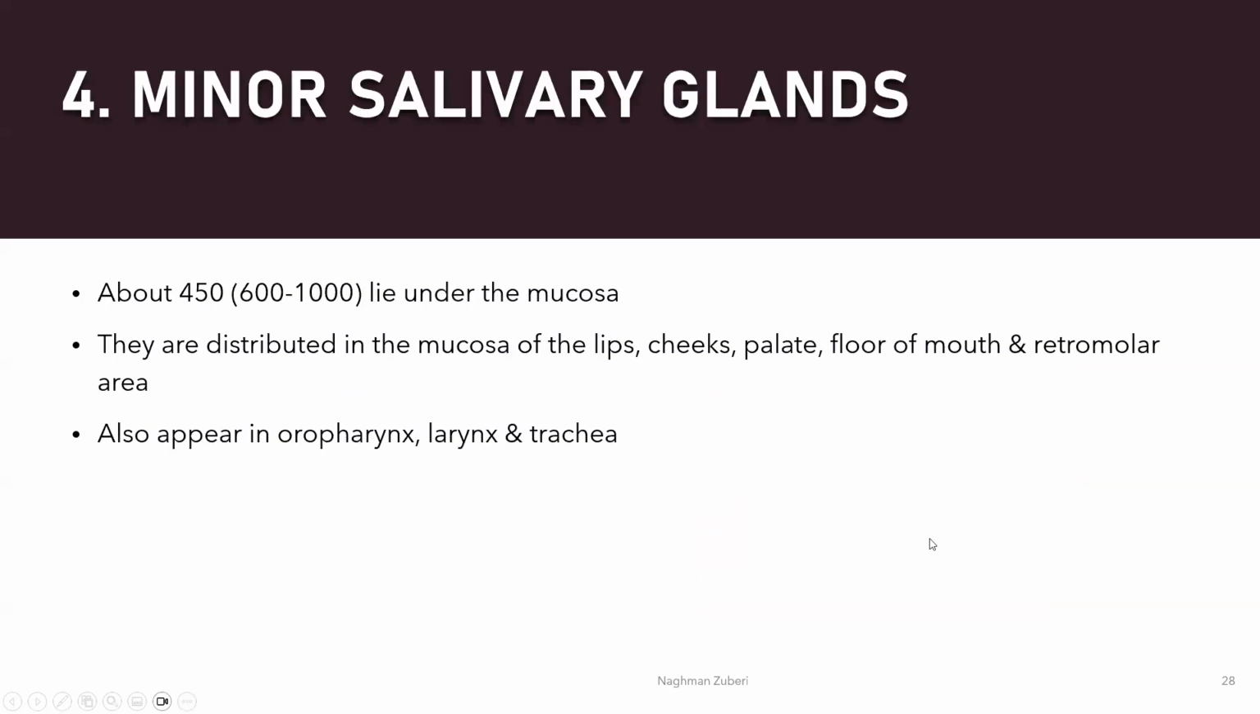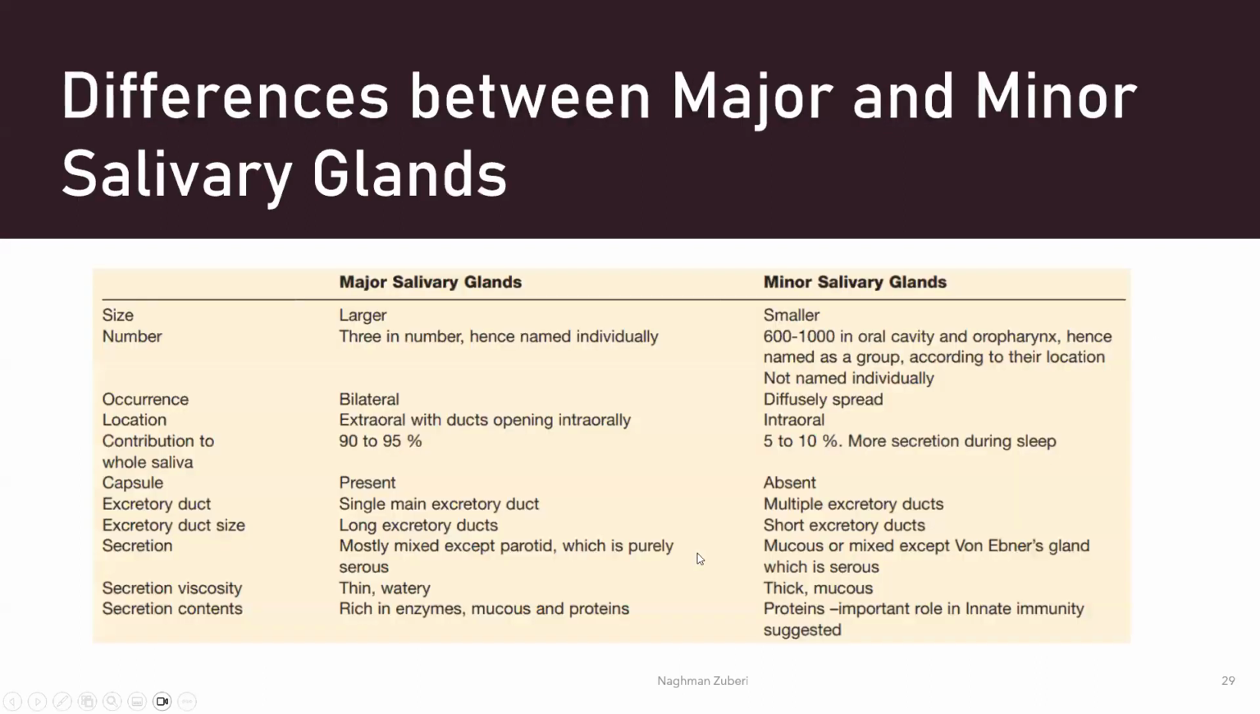Then comes the minor salivary glands. On average, 450 minor salivary glands are present in the oral cavity, but they could be up to 600 to 1000 even in some cases. They are distributed in the mucosa of the lips, cheeks, palate, floor of mouth, and retromolar area. They also appear in the oropharynx, larynx, and trachea.